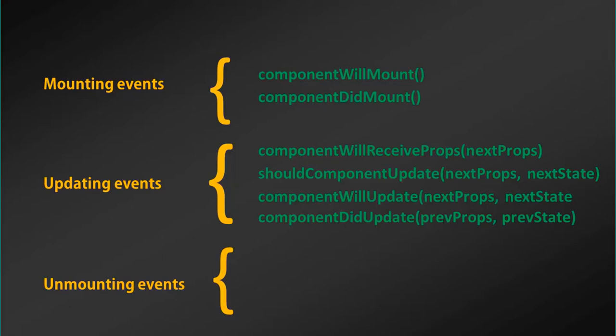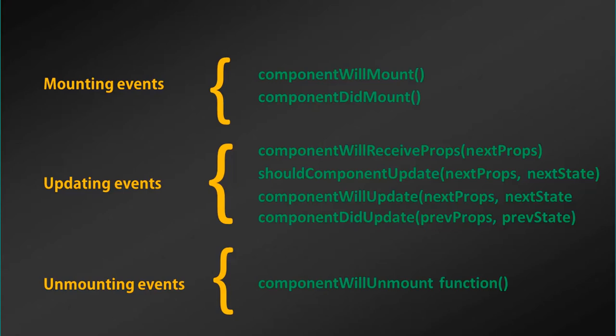Just after that, we have a third category, which is unmounting. In this category, we have a function, which is the componentWillUnmount function. This function will let you unbind and detach any event listener or do other cleanup work before the component is unmounted.